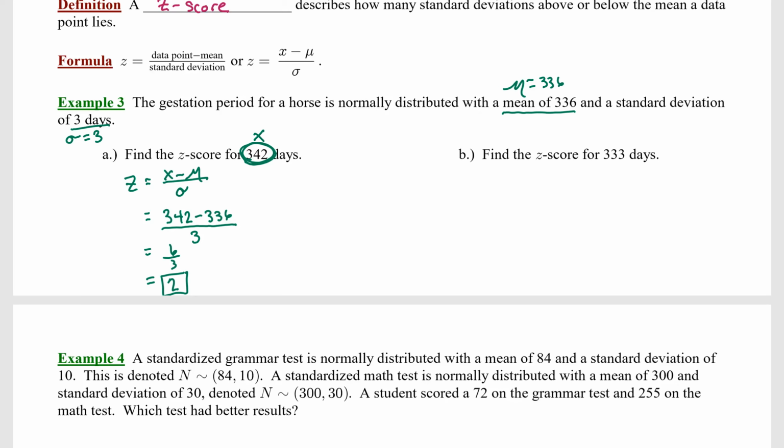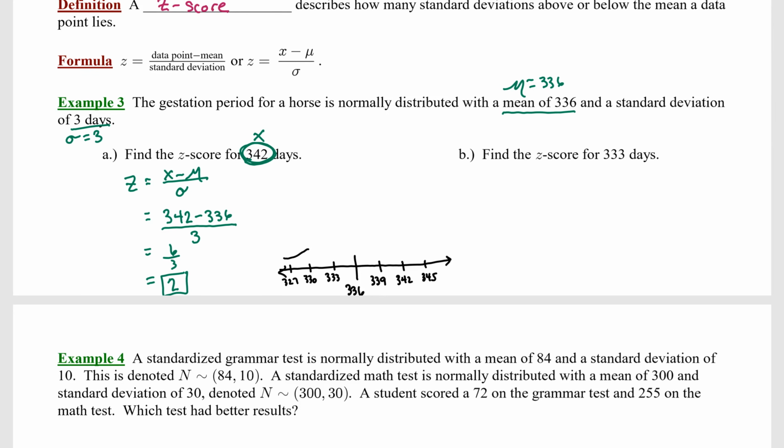Now, it always helps to understand what's going on if we actually look at a picture. So we're looking at a normal distribution that is centered at 336, the mean. Now, if the standard deviation is 3 days, then 1 standard deviation above the mean would be 339, and then another 3 units would give us 342, 345. Okay, so I'm just measuring these tick marks using units of 3.